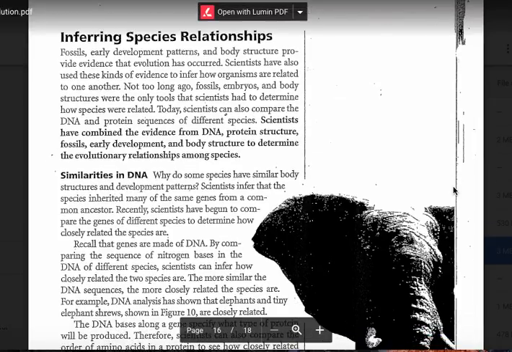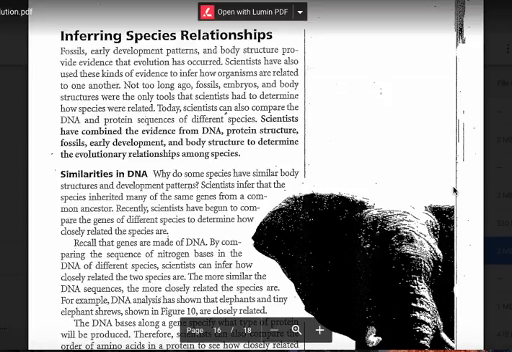Inferring species relationships. Fossils, early development patterns, and body structures provide evidence that evolution has occurred. Scientists have also used these kinds of evidence to infer how organisms are related to one another. Not too long ago, fossils, embryos, and body structures were the only tools that scientists had to determine how species were related. Today, scientists can also compare the DNA and protein sequences of different species. Scientists have combined the evidence from DNA, protein structure, fossils, early development, and body structure to determine the evolutionary relationships among species. So they added a couple more in here. So DNA and protein structure are also really important now in understanding their relationships.